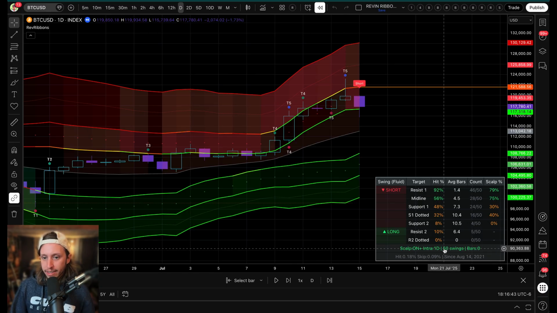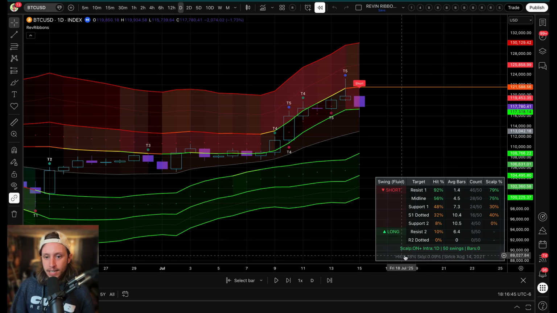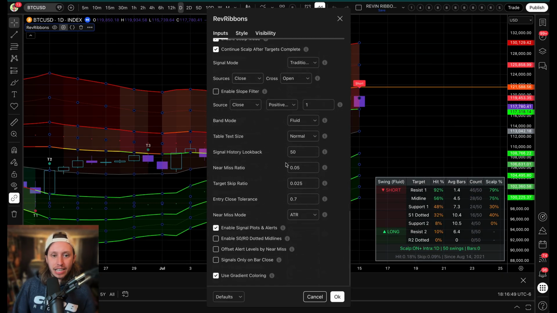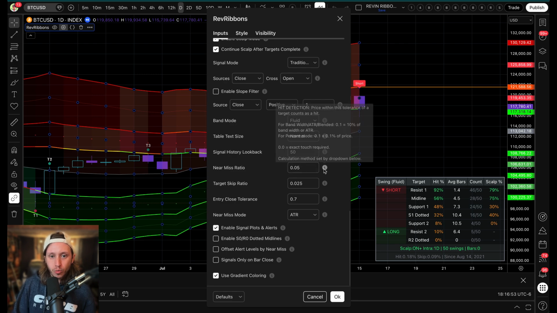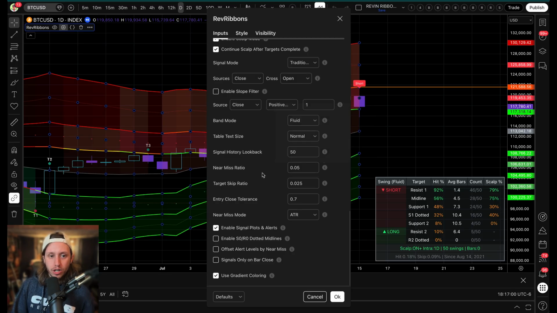For a short trade, you have some information here. Right now, you're looking at the last 50 short swings and your hit. This is something that's important. I do have a slight forgiveness level for a few things. One would be the near miss ratio. This works for two things. One, it works for the wick.